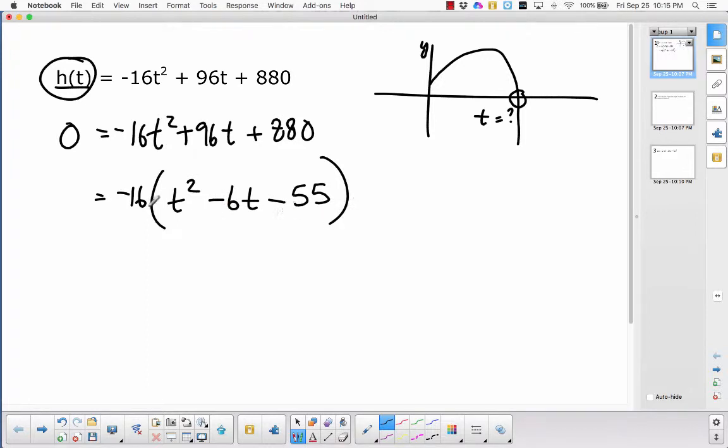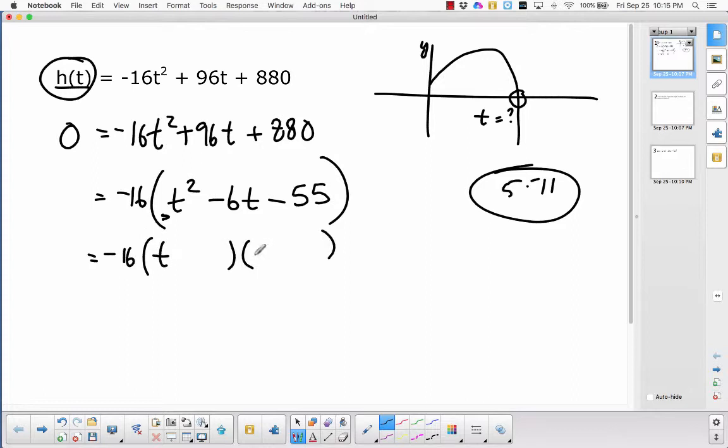So I'm looking for two numbers, since there's nothing in front of the t squared, that multiply to 55 and have a difference of 6. So 55 is 5 times 11, and 5 minus 11 is negative 6. Those are the two numbers I need. I need a negative 6, so the larger number is going to be negative. So it equals negative 16, t plus 5, t minus 11.